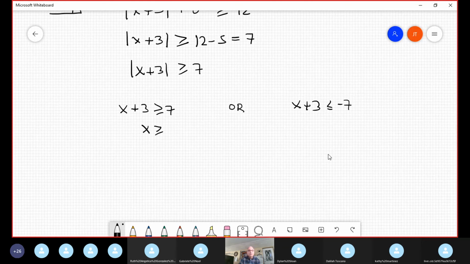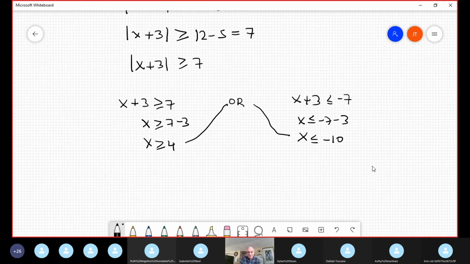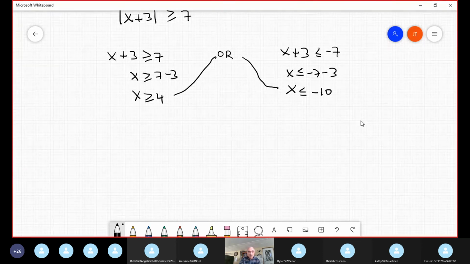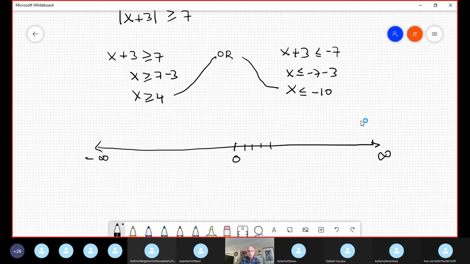Subtracting 3, 7 minus 3, x greater than or equal to 4. And this is x less than or equal to negative 7 minus 3, x less than or equal to negative 10. So it's this or this. How do you visualize this? It's classical in the solution for the compound inequality. Do the graphic. It's not strictly mandatory, but I like it so much. This is positive infinity, negative infinity. This is 0 here. 1, 2, 3, 4. I suppose 10 here, negative 10.